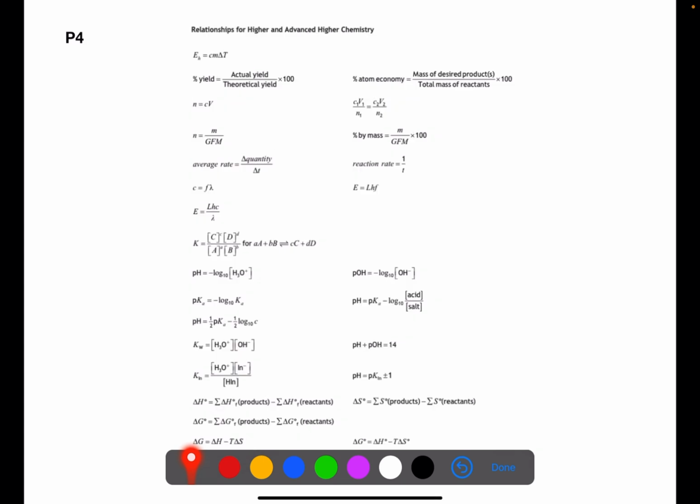On the next page, page 4, we have relationships for higher and advanced higher chemistry, because this databook is used for both levels. The relationships that you wish to use are above this red line here. So you only want to use these ones at the top, the ones below will be used in advanced higher. Some of these you've had from National 5, for example, EH equals CM delta T, percentage mass, n equals CV, n equals m over GFM, and the average rate calculation. But you do have a few that are new to you for this year.